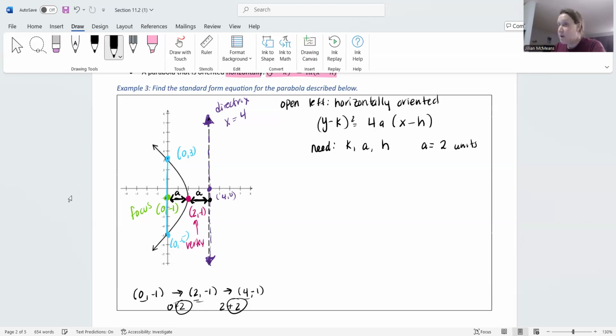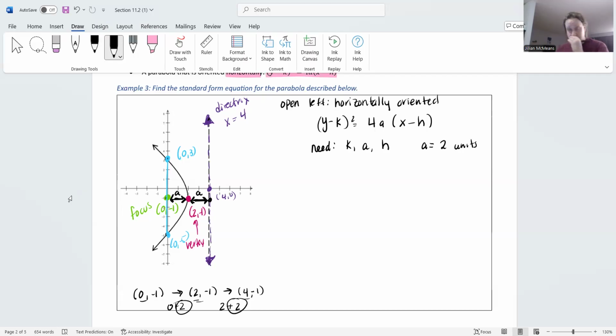But let's really talk about this. We always have to know if A is positive or if A is negative, okay? And we use this first of all, like if we're given the equation, we use that to just think, hey, is this opening up? Is it opening down? Is it opening left? Is it opening right? Well, we can see without a shadow of a doubt, this parabola is opening left.